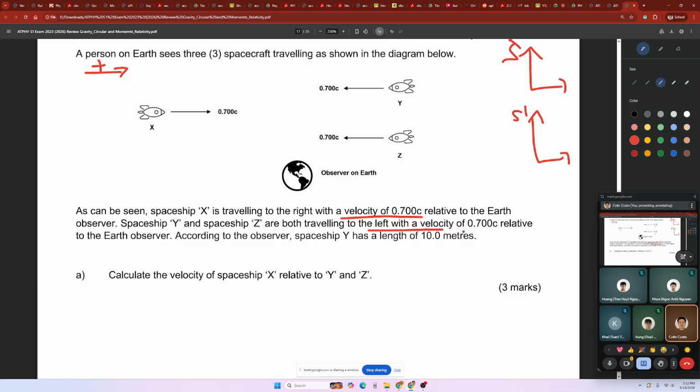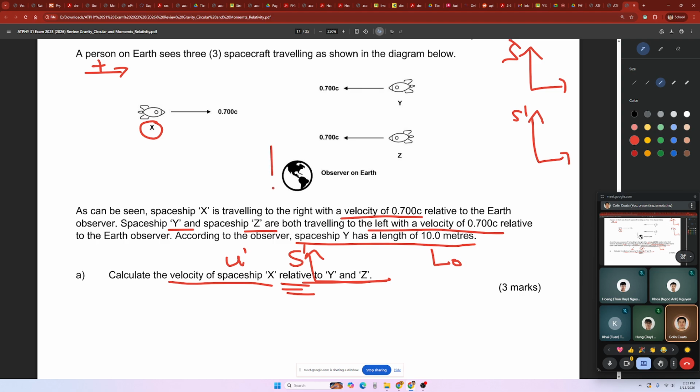We already talked about the velocities, and we have a length as well. Okay, and that's it. We're asked to find the velocity of spaceship X relative to Y and Z. So these two are considered one. If we're asked to find the velocity of something relative to something, then this is usually the moving object, okay? Relative to this, and this is almost always the moving frame of reference.